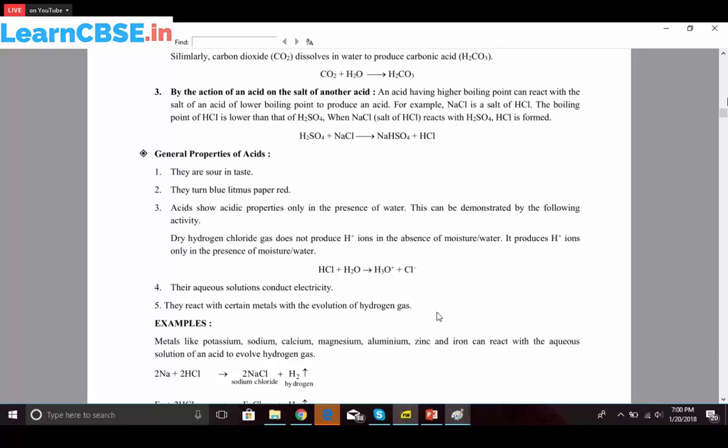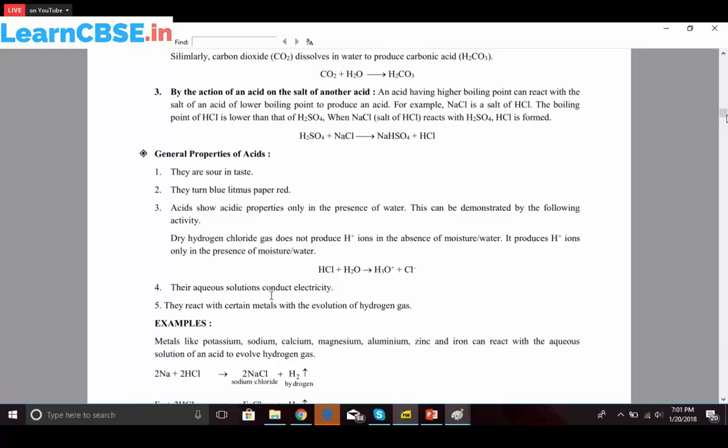Yeah, so acids always show their properties when they are dissolved in water. Dry hydrogen chloride gas does not produce H+ ions in the absence of moisture. It produces H+ ions only in the presence of moisture. So when HCl is combined with H2O, one hydrogen moves onto the H2O and forms H3O+ and Cl-.